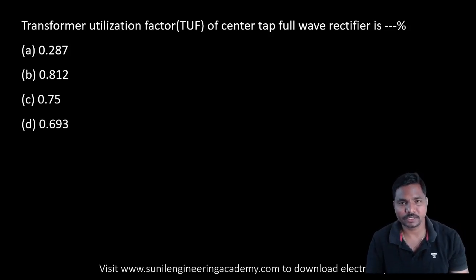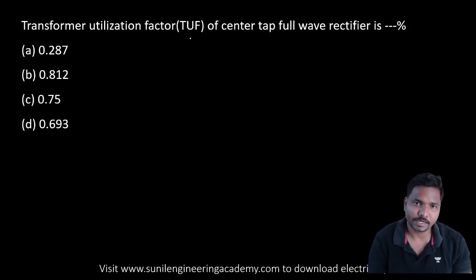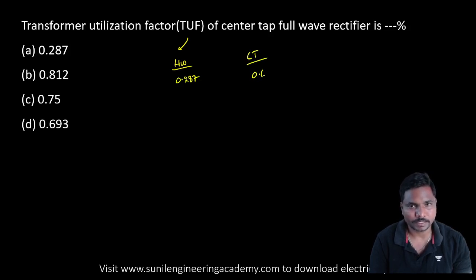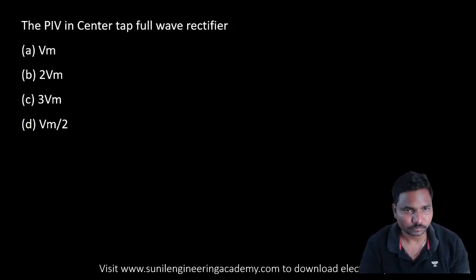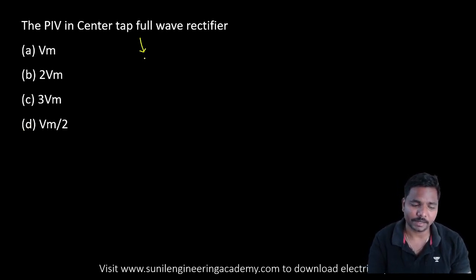Coming to the next question: the transformer utilization factor of center tap full wave rectifier. We have already discussed: half wave is 0.287, center tap 0.693, and bridge rectifier 0.812. So for center tap full wave rectifier it is 0.693, and the answer is option D. Coming to the next question: the PIV in center tap full wave rectifier. I have already given the PIV for center tap; the requirement is higher, nearly 2Vm. So the answer is option B.